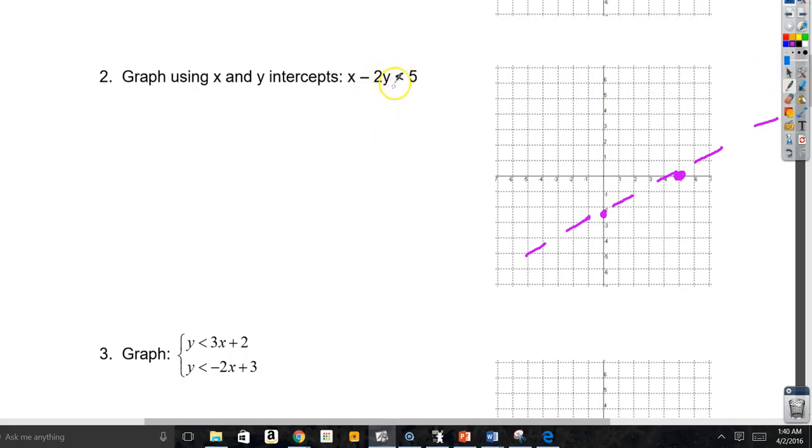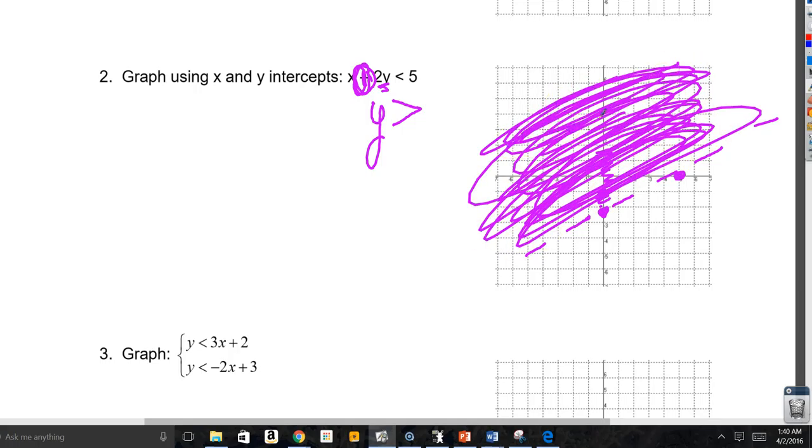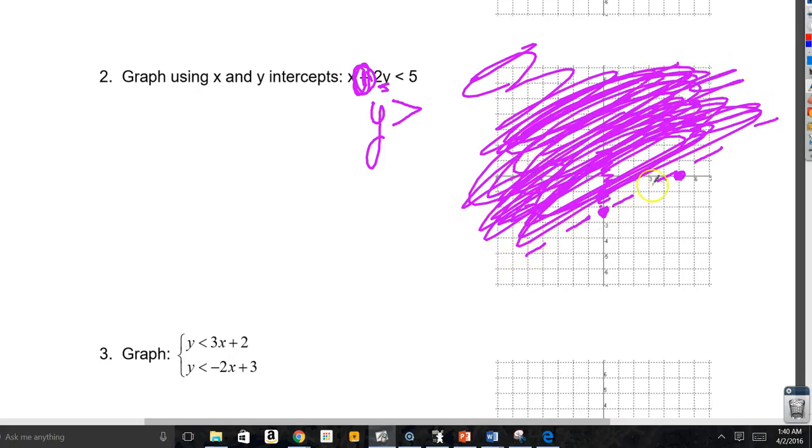And now we have to decide which side to shade. Here's y, and it says less than, but it's negative y. So that means we've got to flip it around so it says y greater than. So here's my y. These are my greater numbers. So this is the side we're going to shade. This is where all of my solutions are. Anything that's above this line, but not on the line.